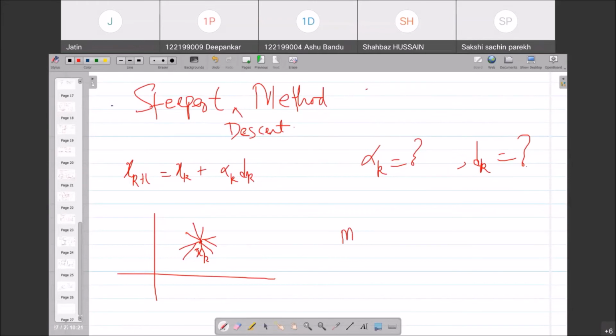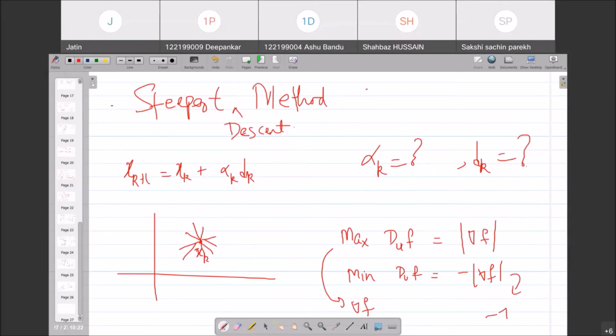In the direction of the unit vector, we have a maximum. So the maximum is grad f. The maximum value is mod of grad f and the minimum is minus mod of grad f, and the maximum comes in the direction of grad f, and the minimum comes in the direction of minus grad f.